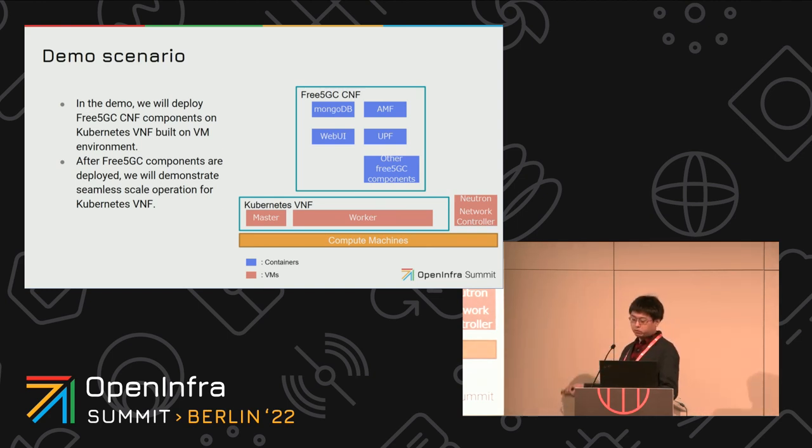The picture describes the simple architecture of this demo scenario. The Kubernetes VNF consists of two components. The first one is the Kubernetes master, and the other is the Kubernetes worker. And free5GC CNF contains a lot of pods. But in this demo, you should know that there are free5GC control plane nodes such as AMF or SMF, and user plane functions such as UPF. And there are free5GC components and management functions such as MongoDB or Web UI.